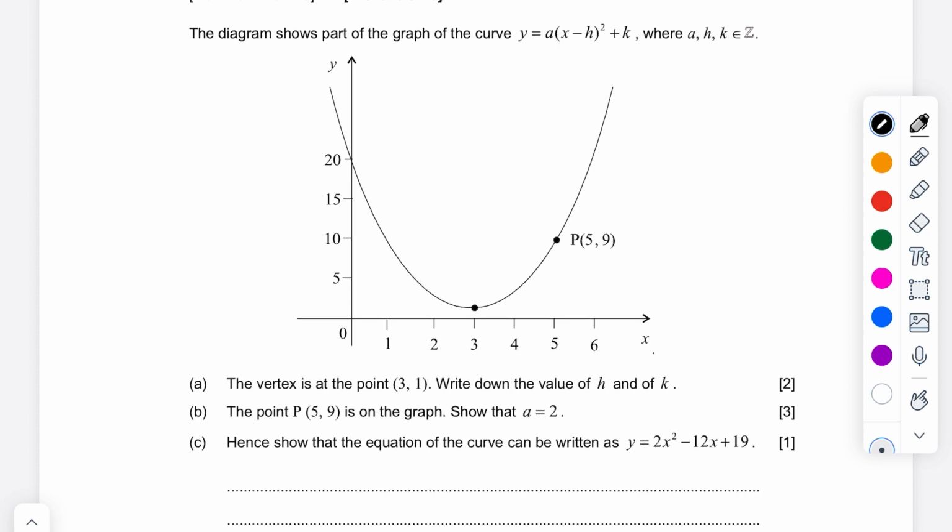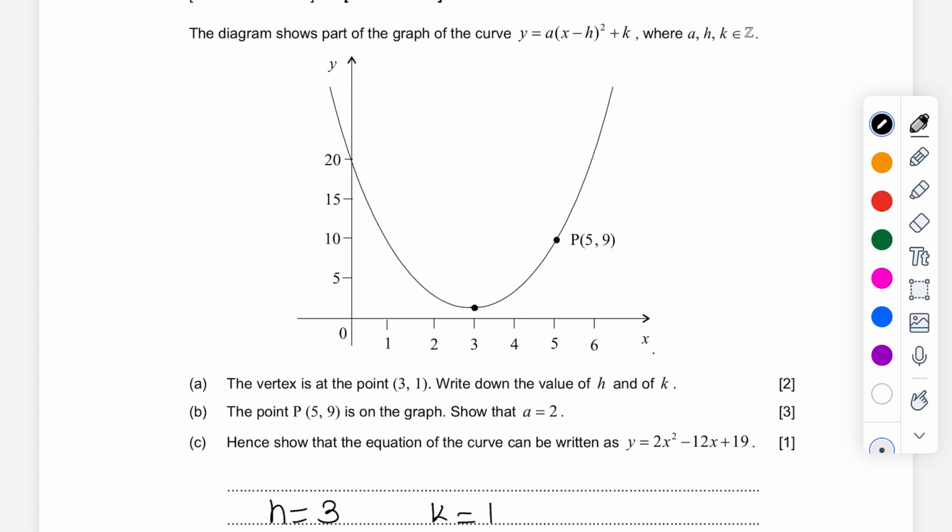Coming to question number 22. The vertex is 3, 1. Write down the values of h, k. So whenever there is a vertex, h is going to be 3 and k is going to be 1. The point P 5, 9 is on the graph.